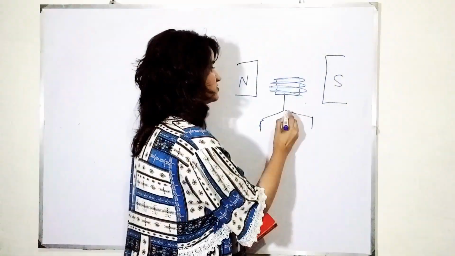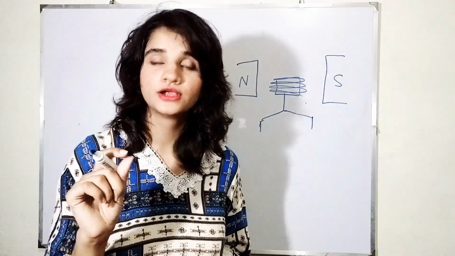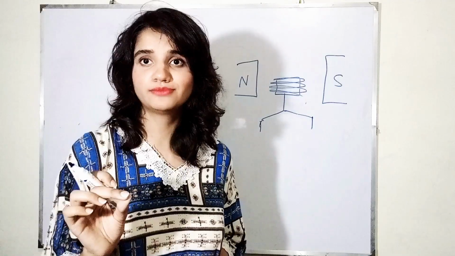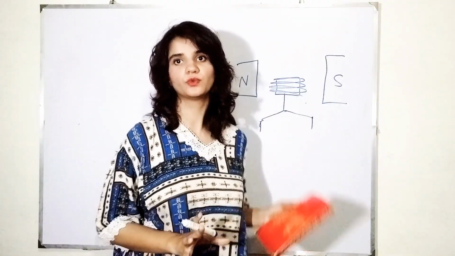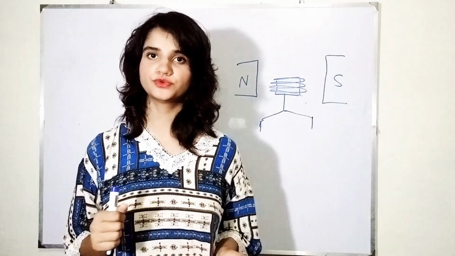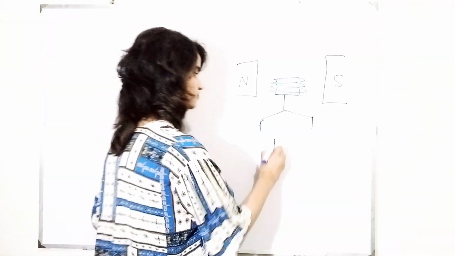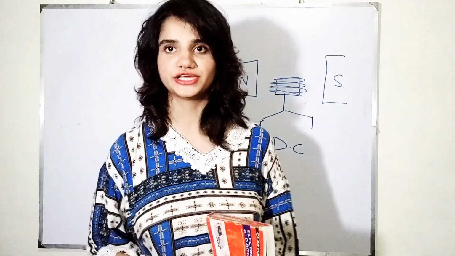And how is this pivot being pinned with the wire? It is being pinned with the hairspring. You can name it by the hairspring. So the hairspring is the point which is attaching it with the place and with the pivot. Now one more thing to remember is it is only used for direct current. It is not used for alternating current.